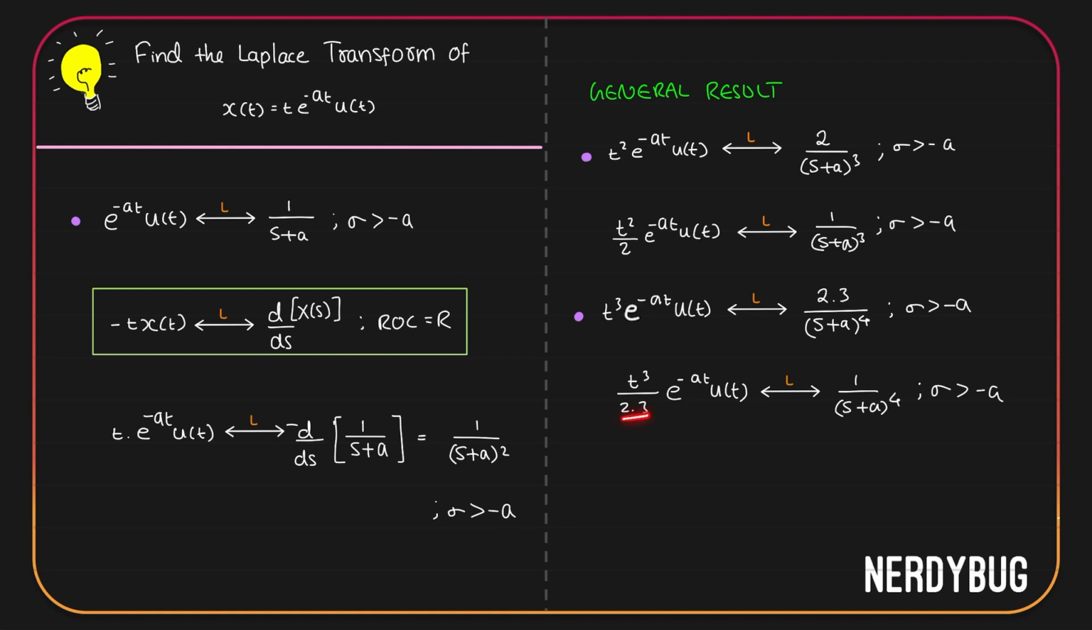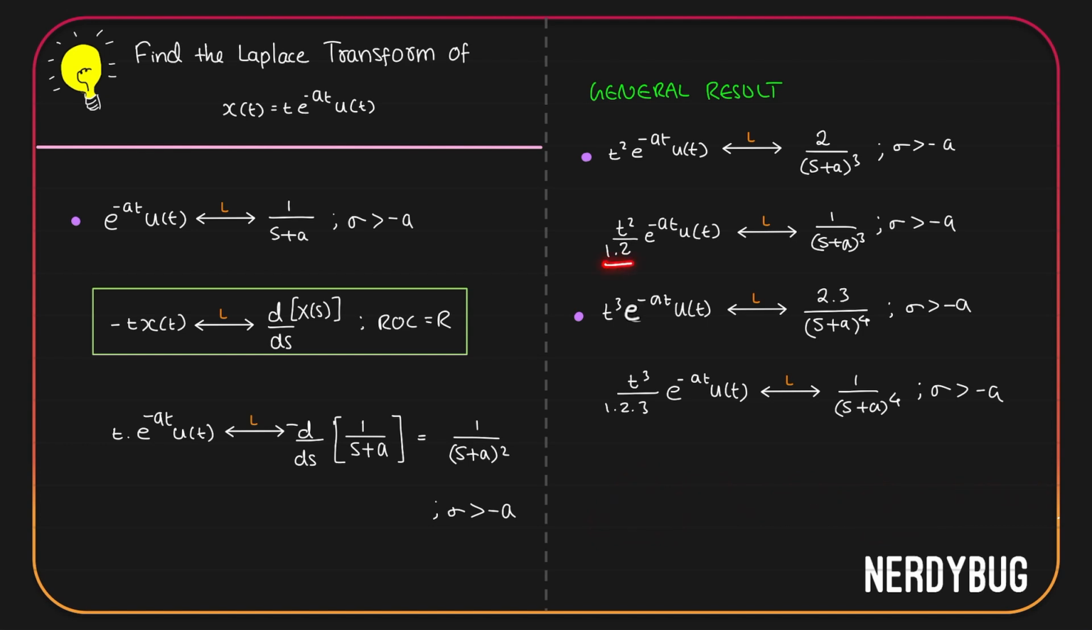Here we have 2 into 3. We can write it as 1 into 2 into 3. Here we have 2. We can write it as 1 into 2. Assume instead of t cube, in the next step I took t raised to 4 e raised to minus at u of t. We can predict what is going to happen to this equation then. I'll be getting t raised to 4 divided by 1 into 2 into 3 into 4 e raised to minus at u of t, and its Laplace transform is going to be 1 by s plus a whole raised to 5, sigma greater than minus a.